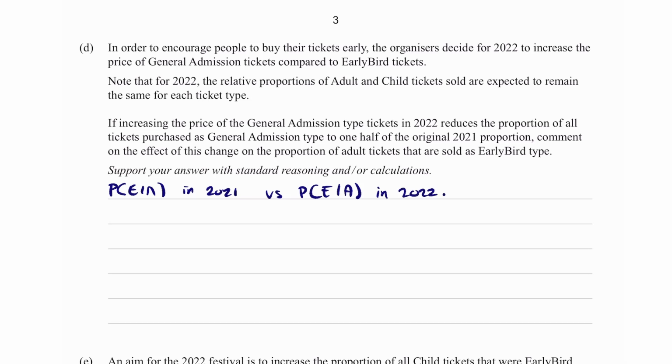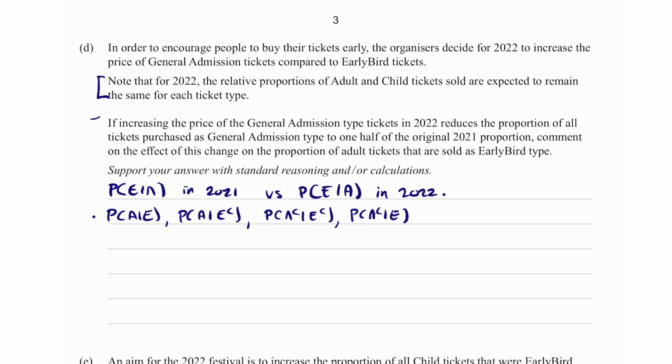Now, what does the information tell us? We know that the relative proportions for each ticket type is going to remain the same. So what does that mean? It means the probability of A given E, the probability of A given EC, the probability of AC given EC, and the probability of AC given E remain the same. So we can reuse these probabilities.